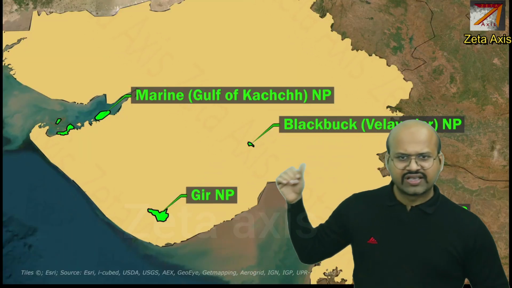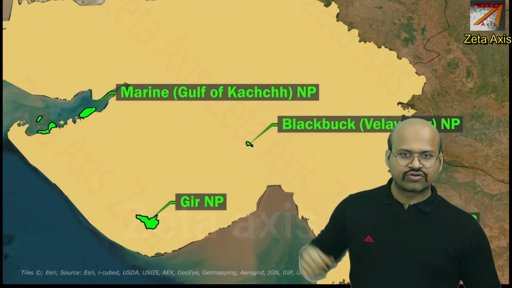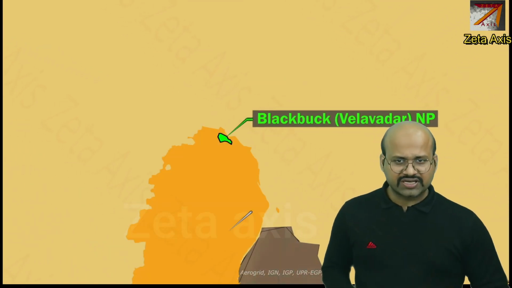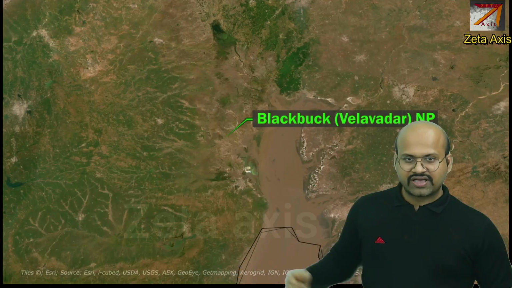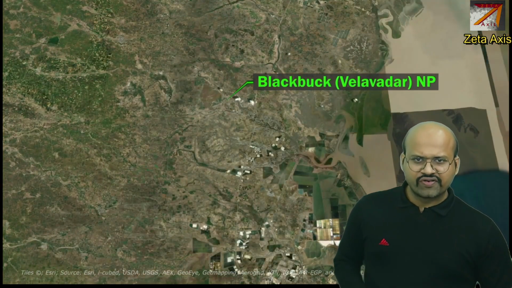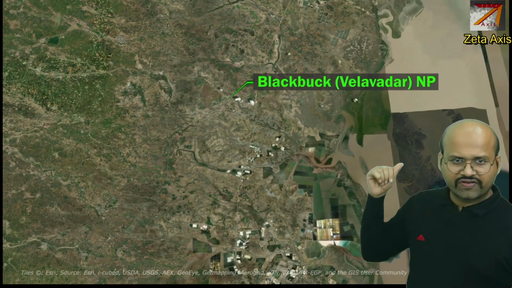It is located around the central region of Gujarat. The Blackbuck National Park is part of Bhavnagar district. And if we see, it is located very close to Gulf of Khambat over here.